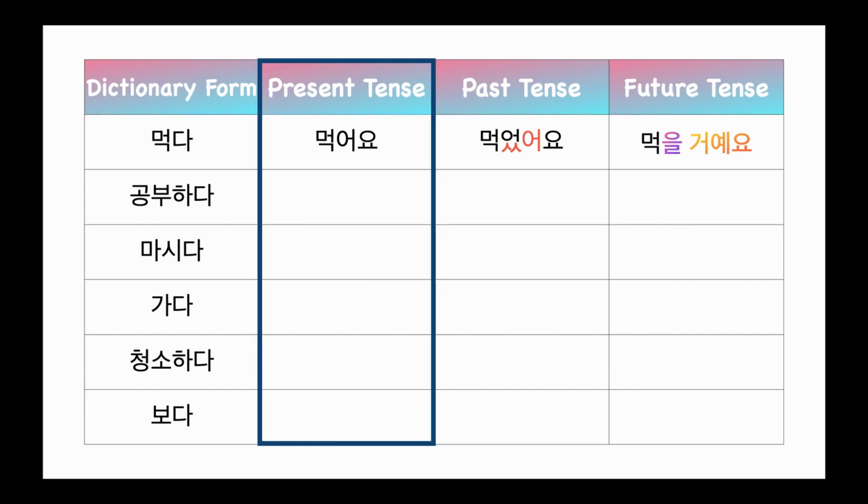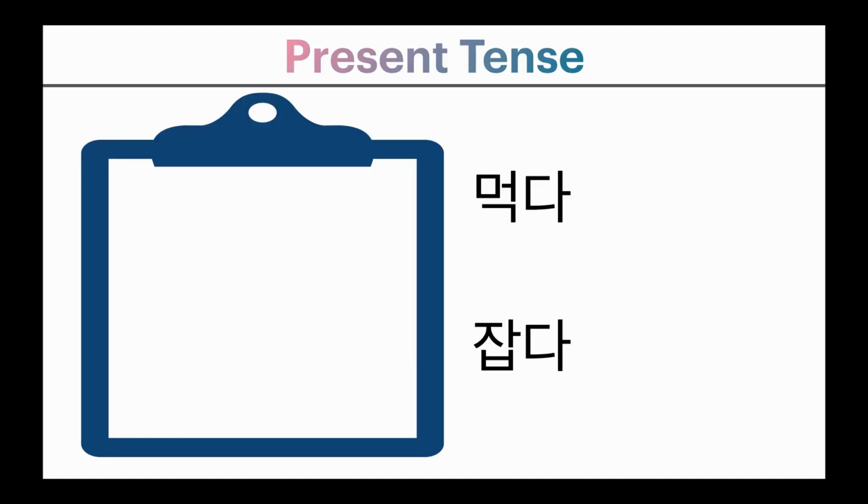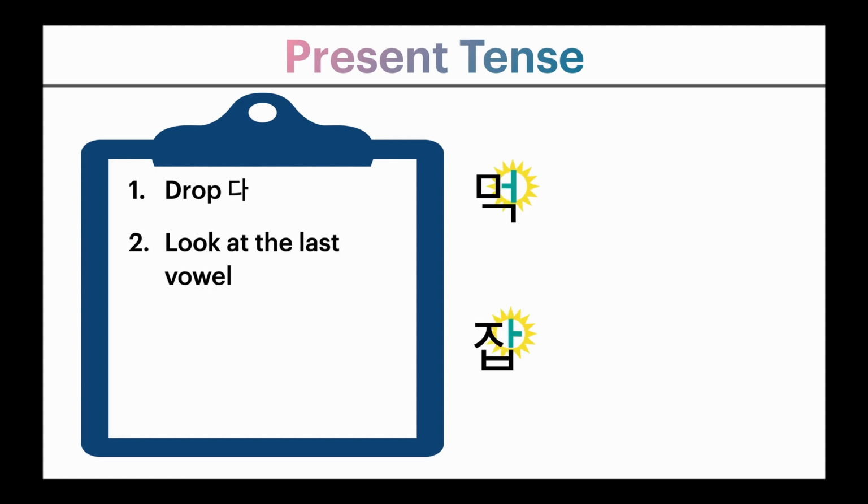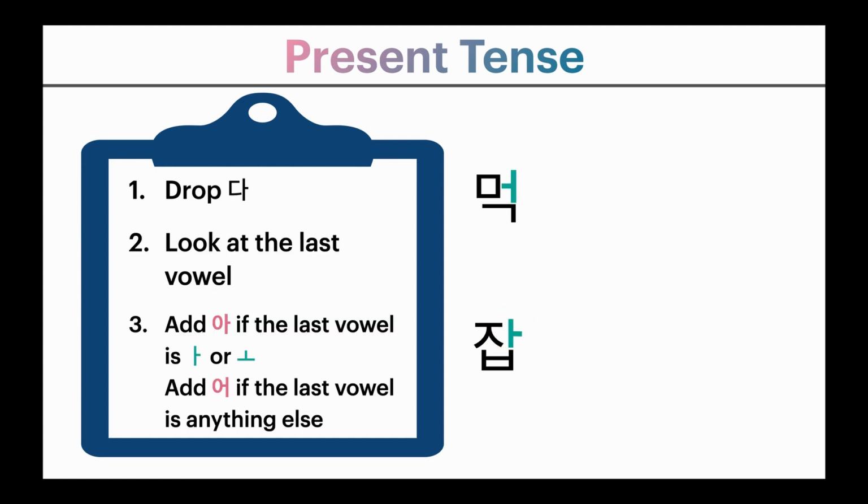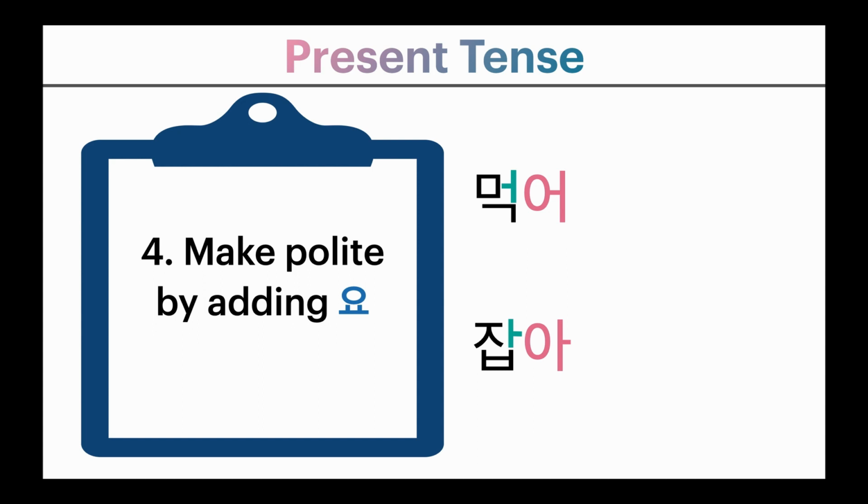Let's start with the rules for present tense. When conjugating a verb into present tense, the first thing that you will always do is drop 다. And then we'll look at the final vowel. You will add 아 if the last vowel is either 아 or 오, and you will add 어 if the last vowel is anything else. And finally, you will make polite by adding 요.